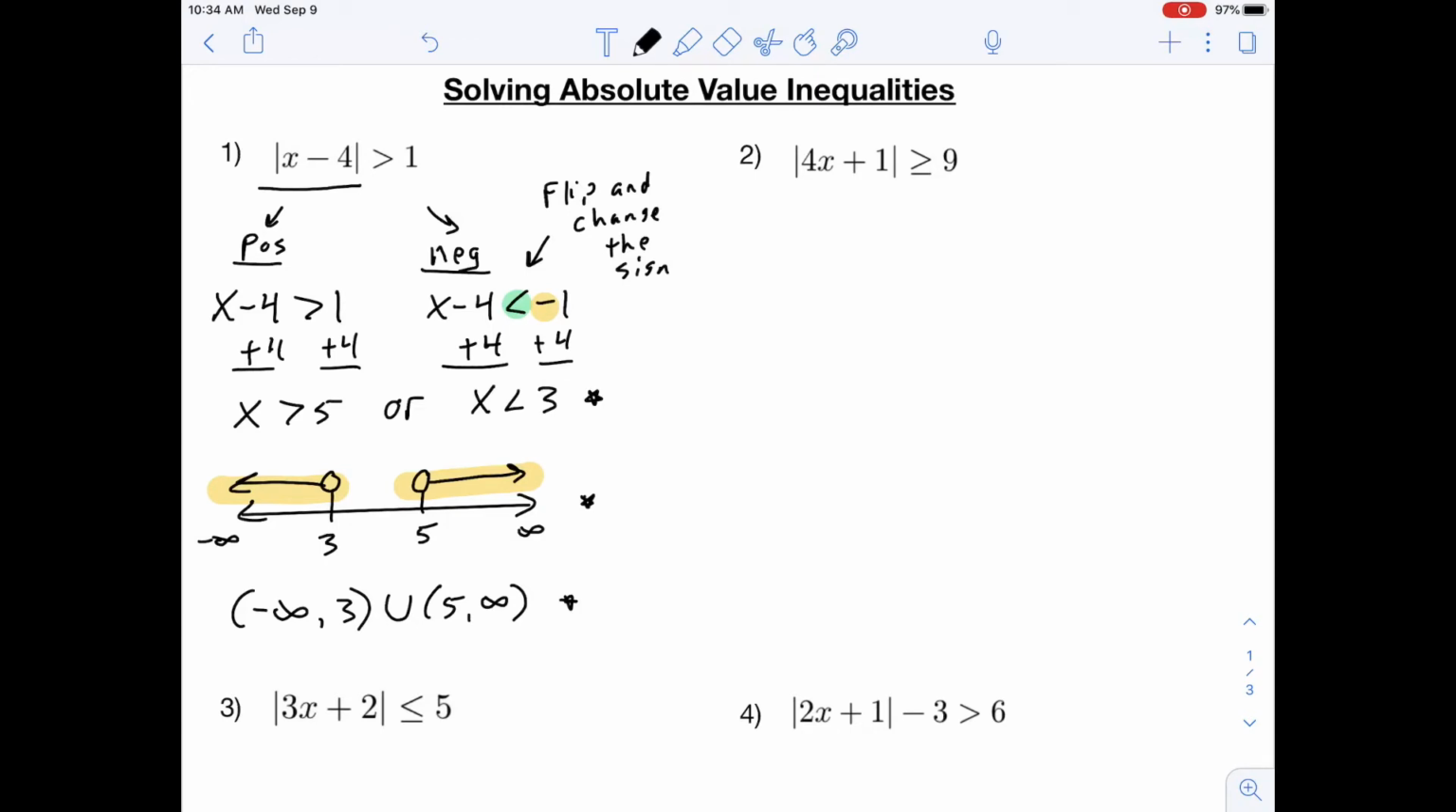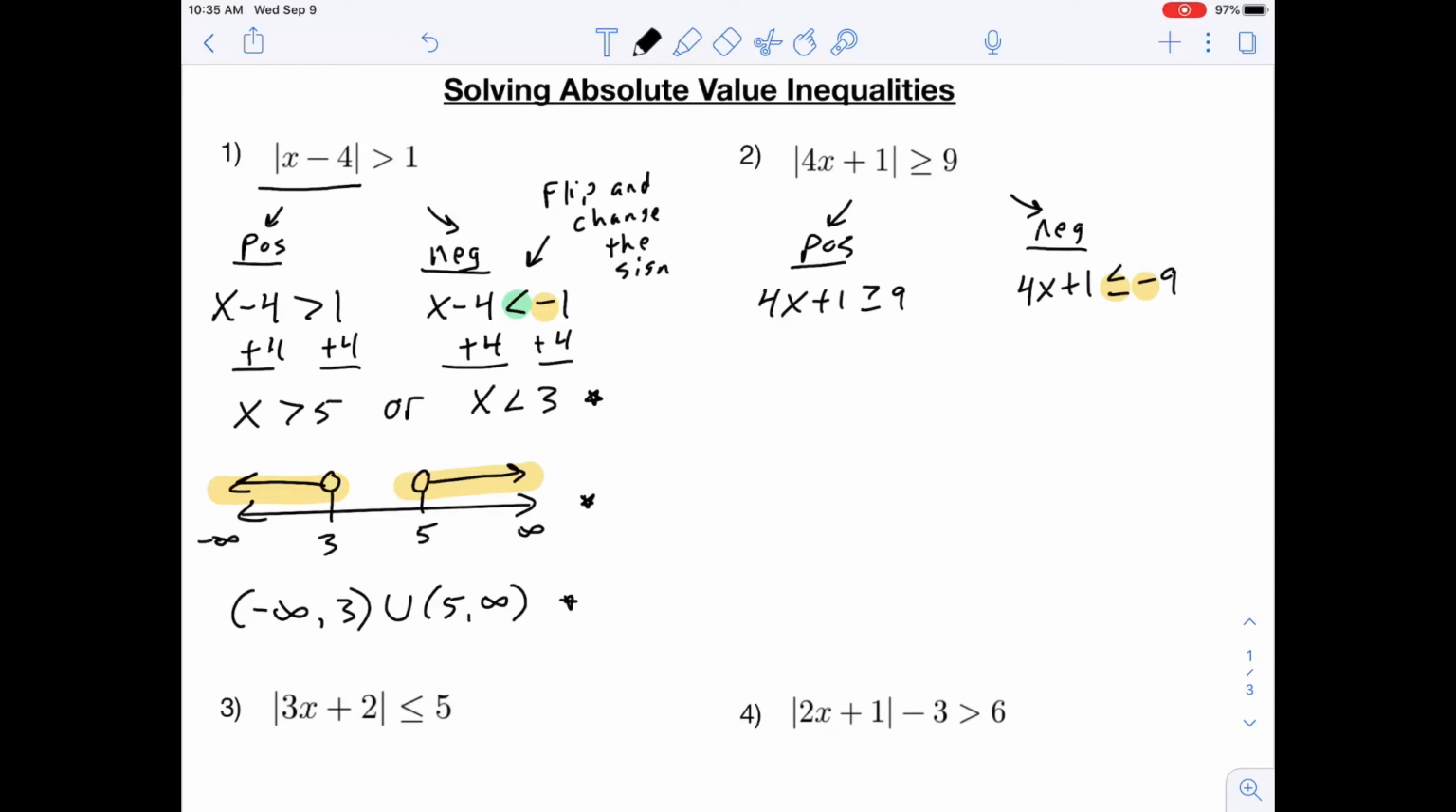All right, let's look at number 2. This is already by itself, so we can go ahead and set up our positive and negative case. Get rid of the absolute value, so 4x plus 1 is greater than or equal to 9. The negative case, so 4x plus 1, flip and change the sign. Flip and change the sign.